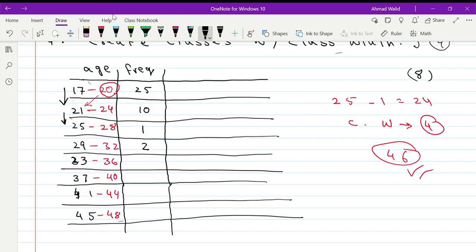Between 33 to 36, maybe 0. 37 to 40, 0. 41 to 44, 0. 45 to 48, maybe what? Or maybe this one, let's put a number, not all of them 0. Maybe put here 1 and 1 here. Correct? This is what you count in each class.